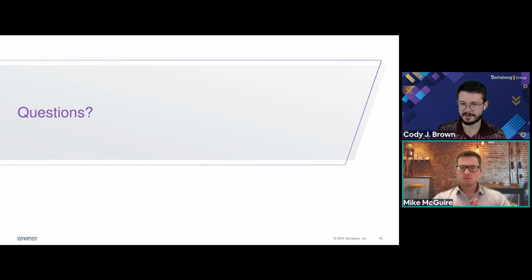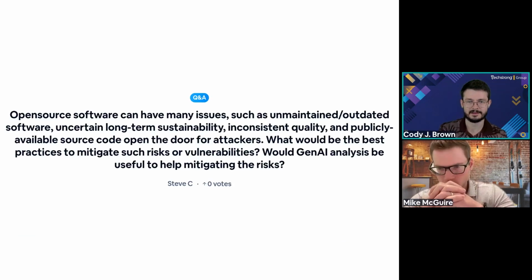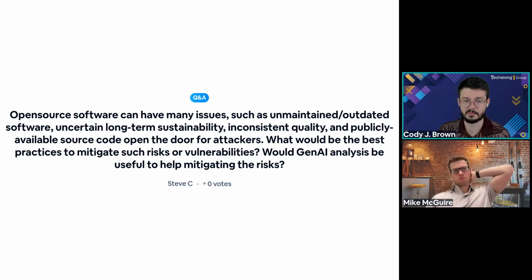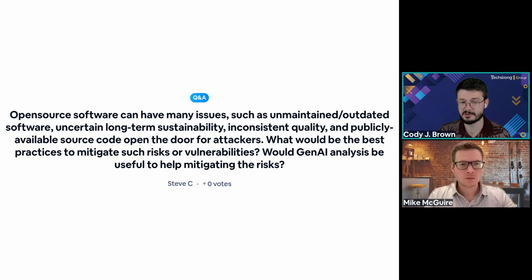Awesome. Thank you for that, Mike. Looks like we've got two questions from Steve C, and they are both pretty impactful questions. So I'm going to put them up on the screen so that we can read them together. Open source software can have many issues, such as unmaintained or outdated software, uncertain long-term sustainability, inconsistent quality, and publicly available source code open the door for attackers. What would be the best practices to mitigate such risks or vulnerabilities? Would Gen AI analysis be useful to help mitigating the risks? So that's our first Gen AI question of the day. Wow, took long.